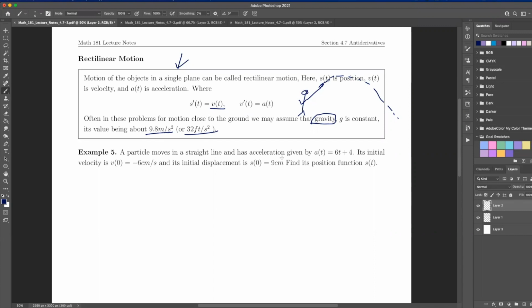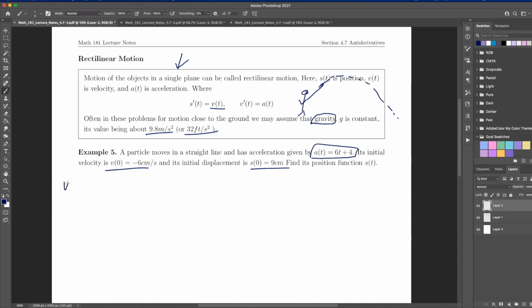All right, so it says a particle moves in a straight line and has an acceleration given by this function. Find its position function, given that its initial velocity is this, and its initial displacement is this. So here I know the acceleration of an object. I know what its initial velocity is and initial position. So I want to know what is the function for this everywhere. So what do we do?